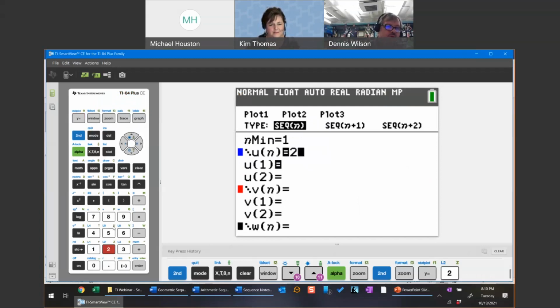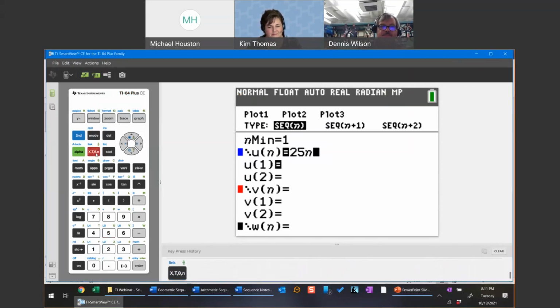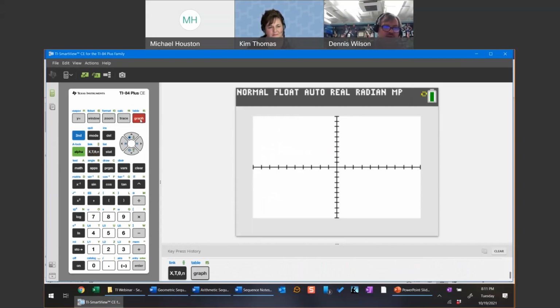So I'm going to do 25 times n, and again, thanks Jay, 25, and then I'm going to multiply by n, and this X,T,theta,n key gives me that n. So next thing I'm going to decide is how many values I want to plot. Before I go to my window, I want to have an appropriate window to see, because right now if I press graph, I get that nice zoom standard window and I don't see anything. And so if I'm not thoughtful about the mathematics, I might think my calculator's broken. So it's always good to decide what your window is first.